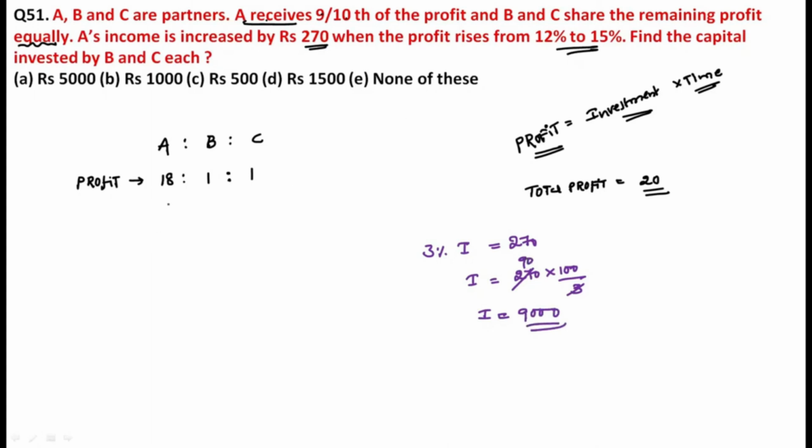Now we already know that the profit ratio and investment ratio are directly proportional. It means you just compare the values. Now 18 units is equal to 9,000. So each unit is multiplied by 500. Now the question: find the capital investment by B and C each. You already know that B and C invested equally. So those amounts are exactly equal to 500 rupees. Is the concept clear?